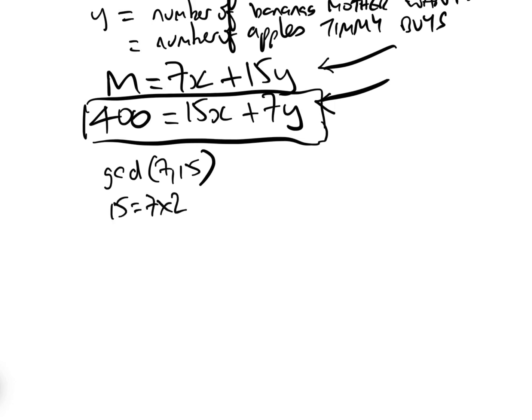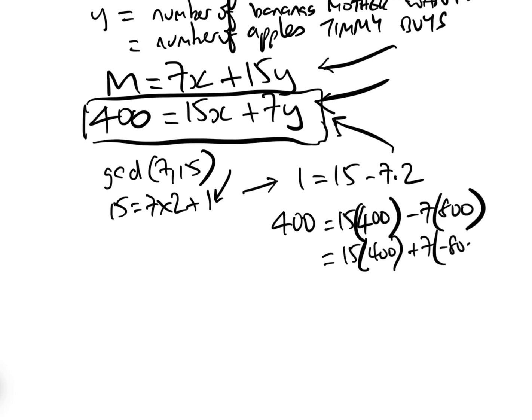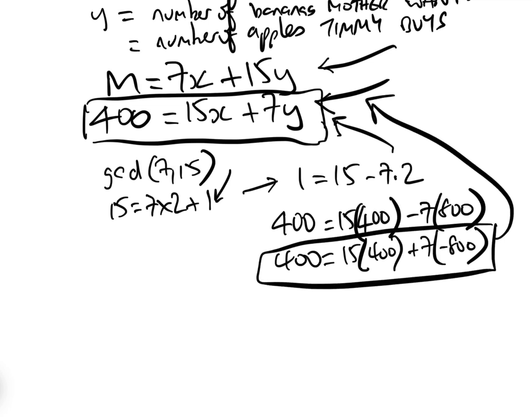15 equals 7 times 2, add 1, and that proves that the GCD is equal to 1, and therefore let's rewrite this as 1 equals 15 minus 7 times 2. We need to multiply everything by 400, so that gives us 400 equals 15 times 400 minus 7 times 800. Or, to make it directly comparable, 15 times 400, add 7 times minus 800. Now we can compare this equation with the earlier one and get a specific solution for x and y, which is that x equals 400 and y equals minus 800. All I'm doing is comparing these terms with those terms.